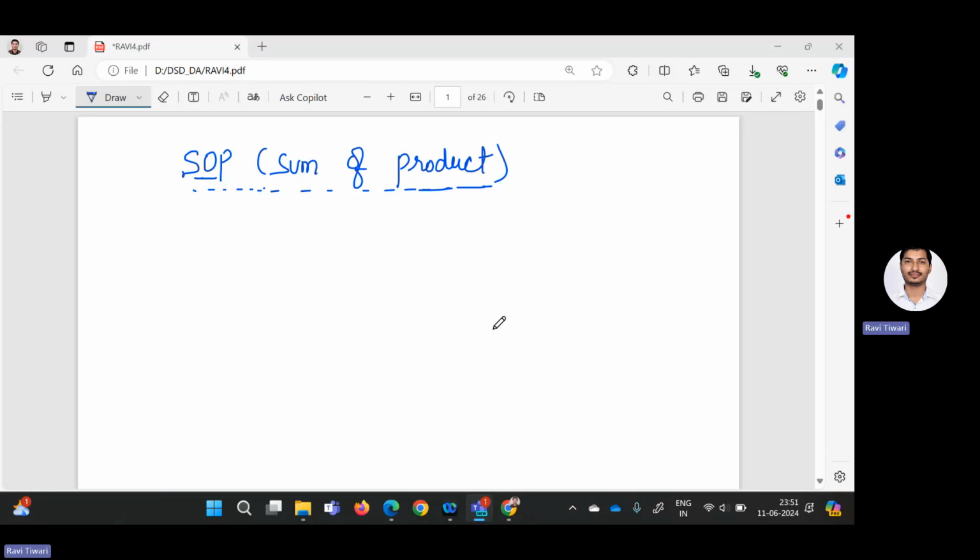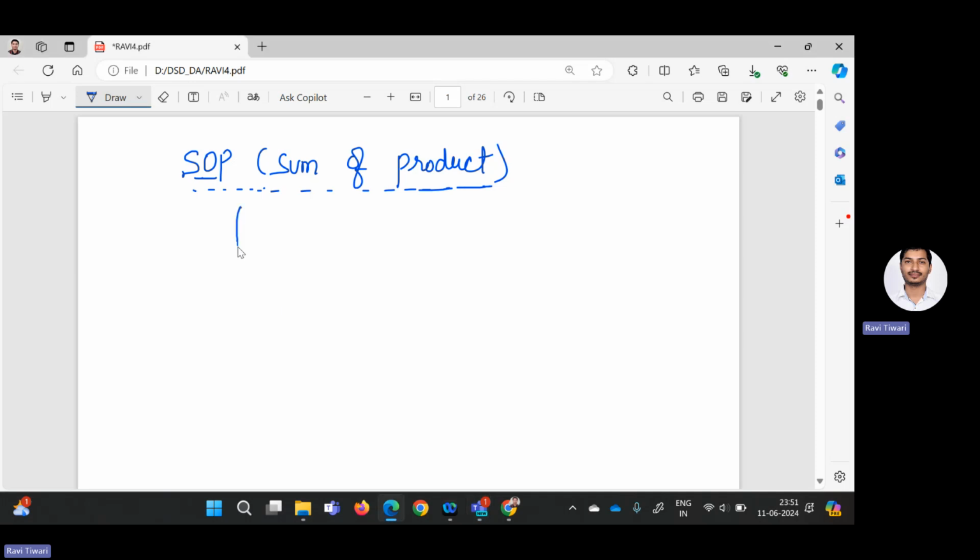Hello everyone. In this lecture, we will see the sum of product, product of sum, and canonical form of SOP, canonical POS form, and then we will see the minimization. That means a simplified SOP and simplified POS. So first we are starting with SOP.